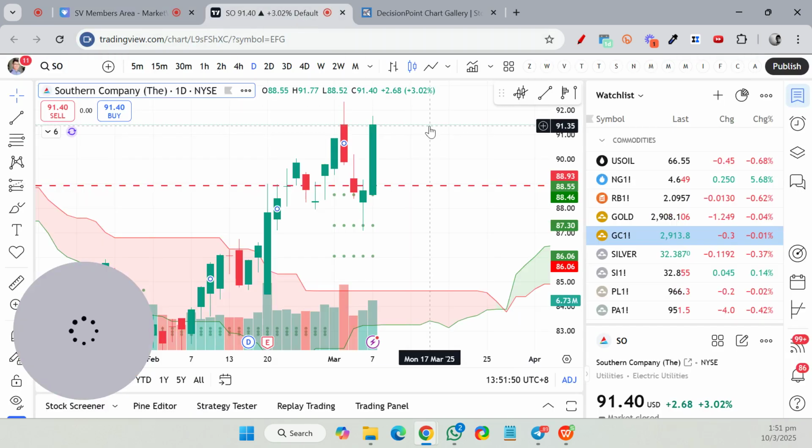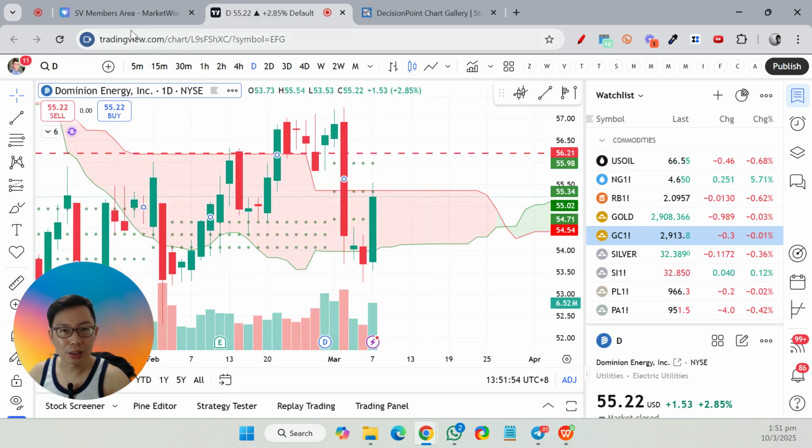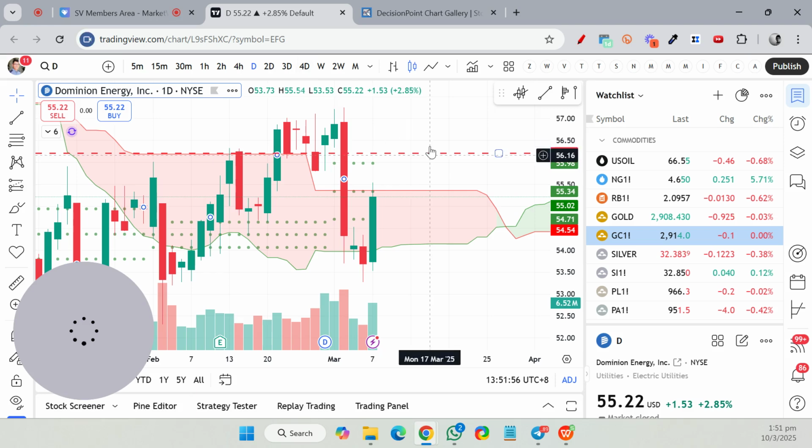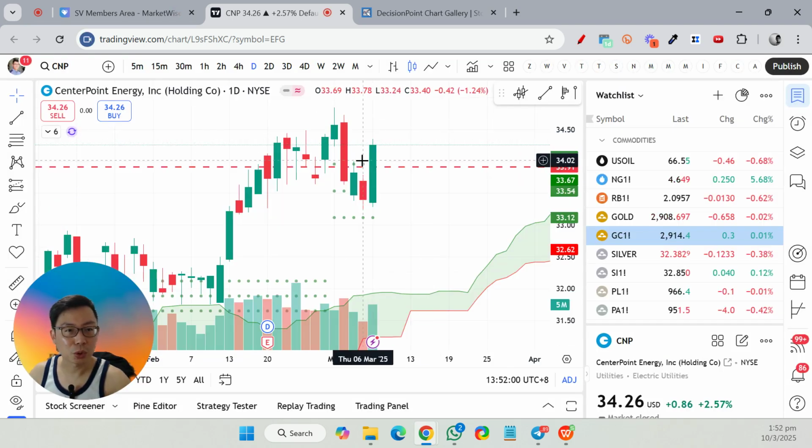Dominion and CMP. Dominion is D, and it actually went down a lot lower, and then Centerpoint, which is CMP. After that, they flushed back higher again.